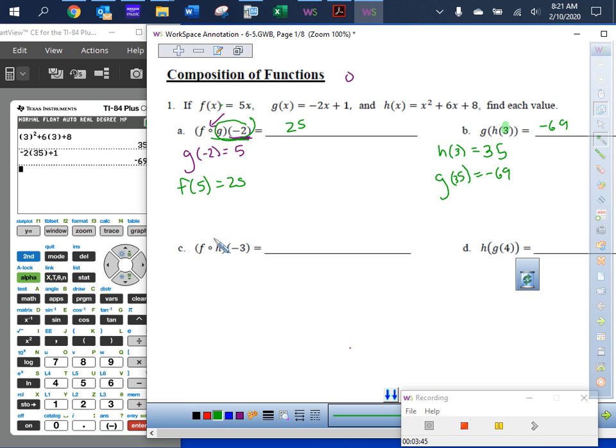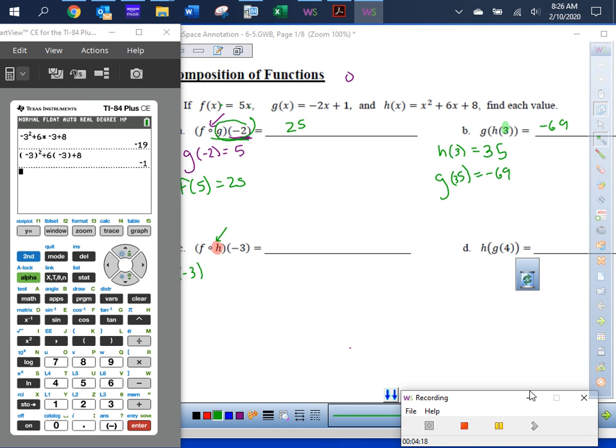Next one. Tell your neighbor if f is following h. The way most mathematicians say this out loud is f of h, so f of h of -3, but it's really supposed to be following. But if f is following h, who comes first? h. Little shortcut: it's like reverse order. The last one is what you do first. So let's find h of -3. I'm going to pause the video and let you guys punch that in, h of -3.